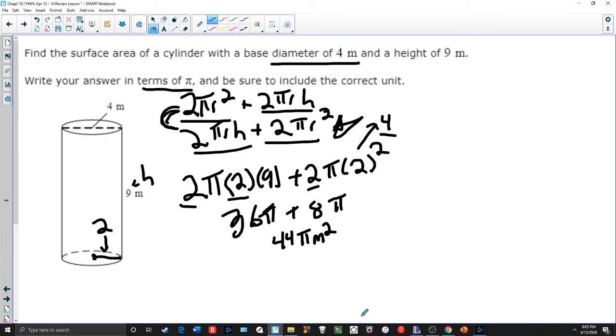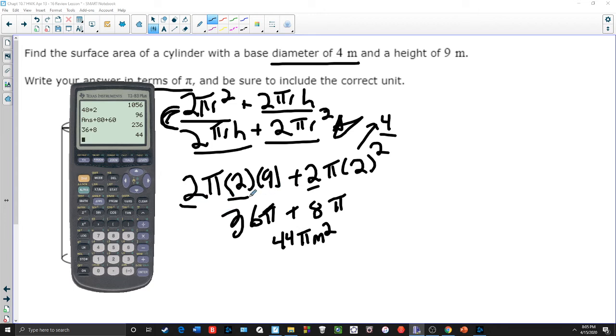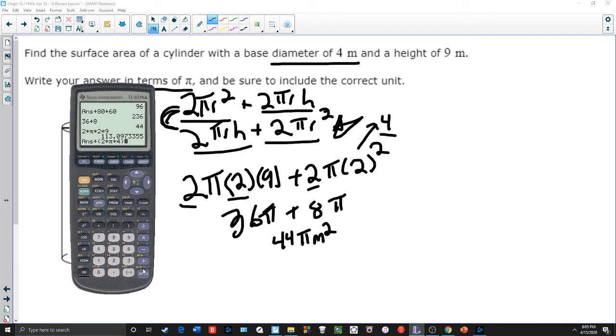Now, a student emailed me a while back and said that they did it this way. They actually did it by multiplying the pi in there. So they did 2 times pi times 2 times 9. And then they added that to this part here, 2 times pi times 4, which is what 2 squared is. And then if it said in terms of pi, all they did was take their answer and divide the pi back out. So divide by pi, and then you get back to your 44. So then they would write it as 44 pi because they knew that was the number that went with the pi.